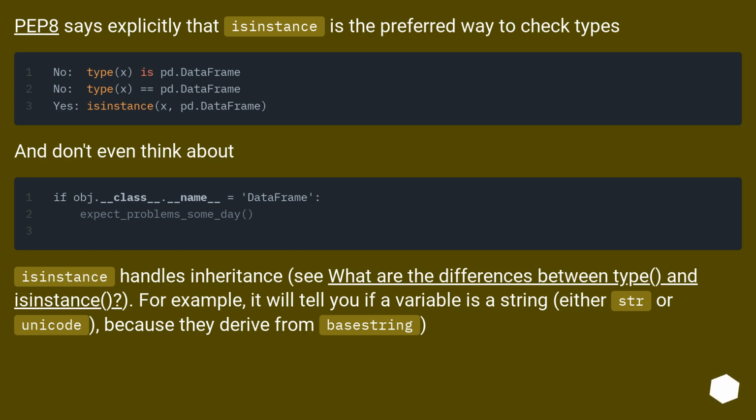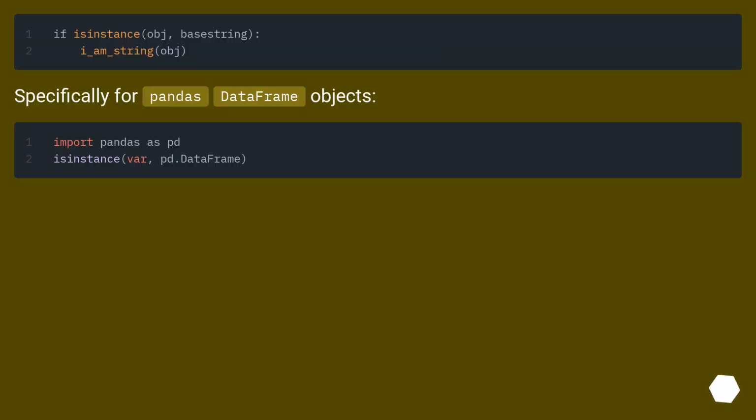isinstance handles inheritance. See what are the differences between type and isinstance. For example, it will tell you if a variable is a string, either str or Unicode, because they derive from basestring. Specifically for pandas dataframe objects.